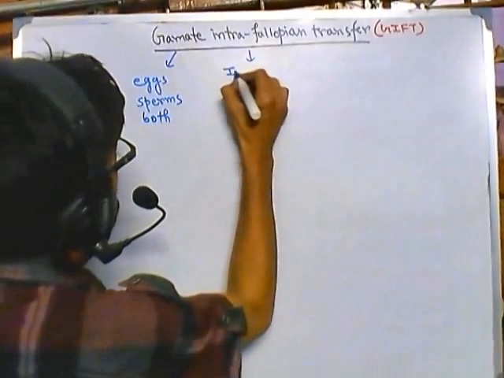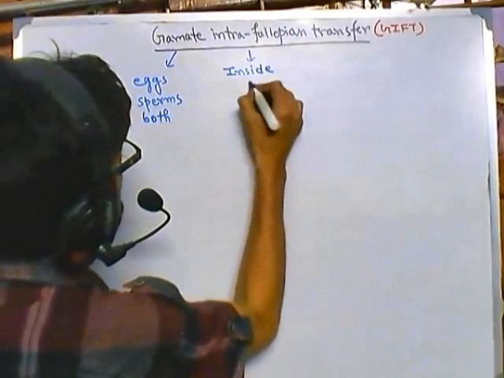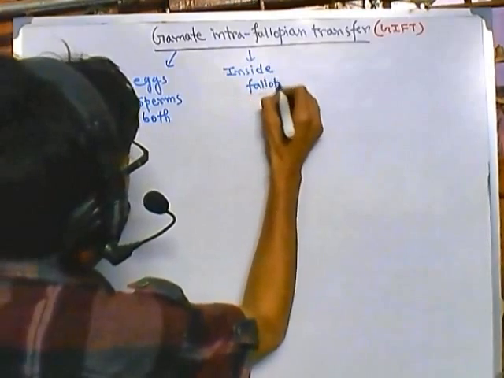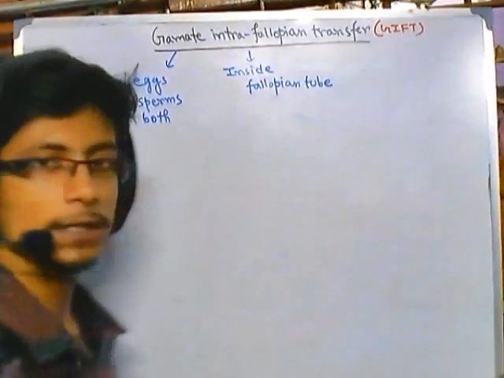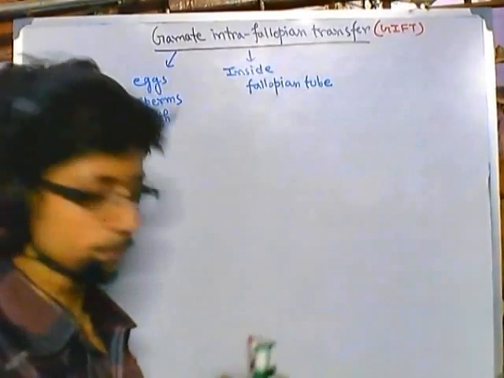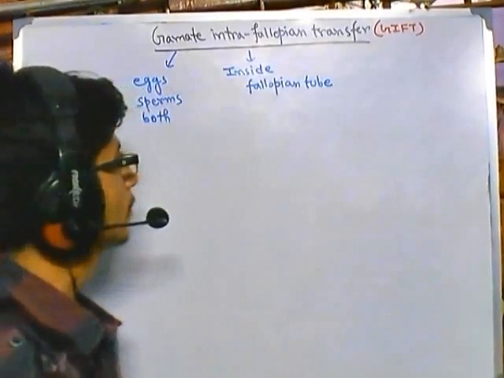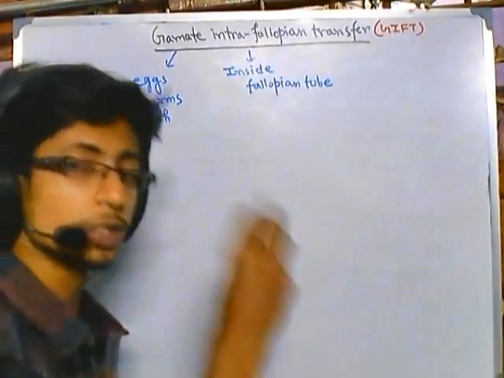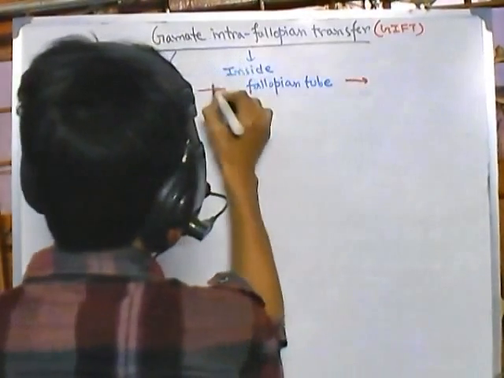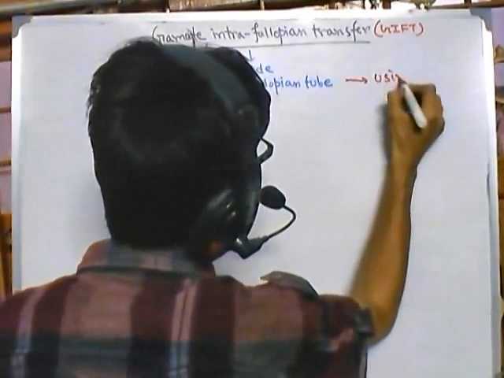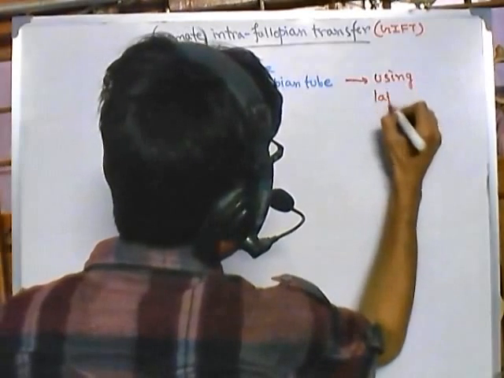So inside the fallopian tube. We need to transfer egg and sperm, the mixture of egg and sperm, inside the fallopian tube using, now let me write, using laparoscopy.